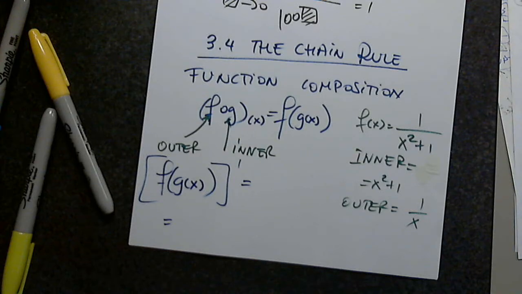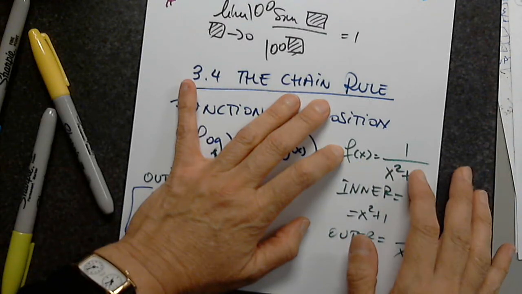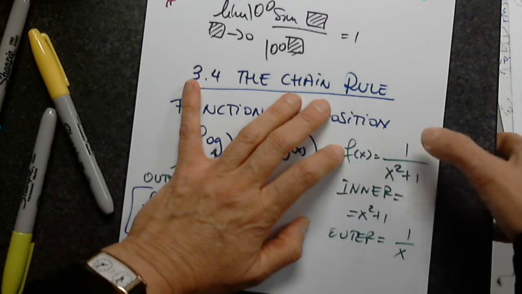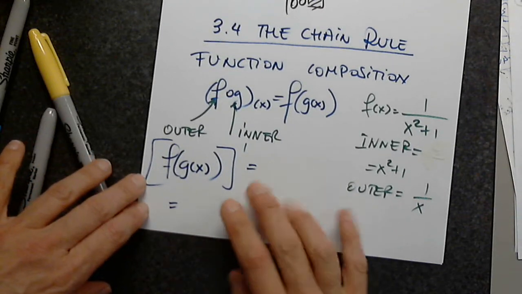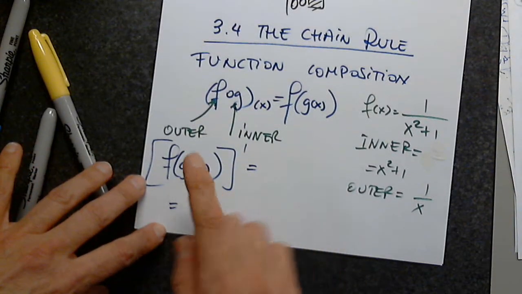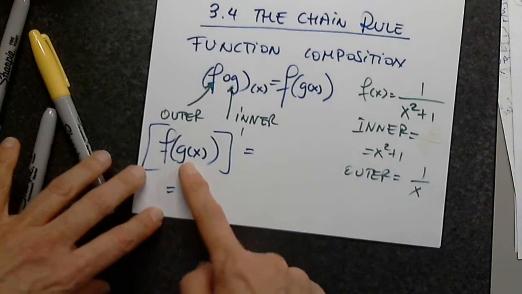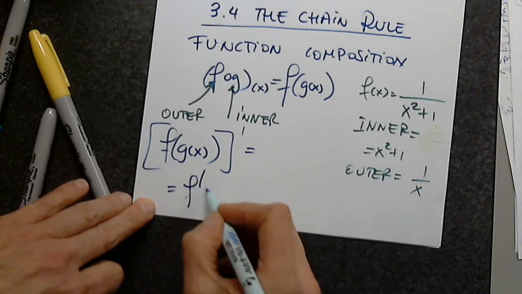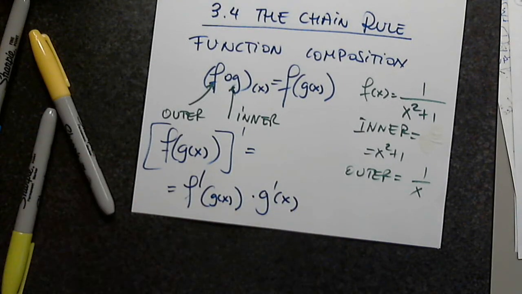The function composition. Let me draw your attention to something very important. If I ask you to evaluate this function, you will start with the inner, right? You get, let's say, 15, and then you say 1 over 15, correct? But when we differentiate, we do not start with the inner function. First, we differentiate the outer, and then we multiply by the inner function prime. So the derivative is f prime of g of x times the inner function prime. This is what we call the chain rule.